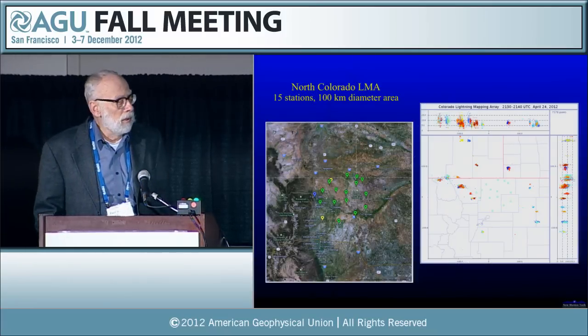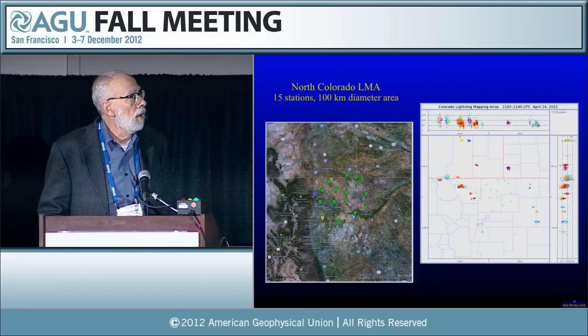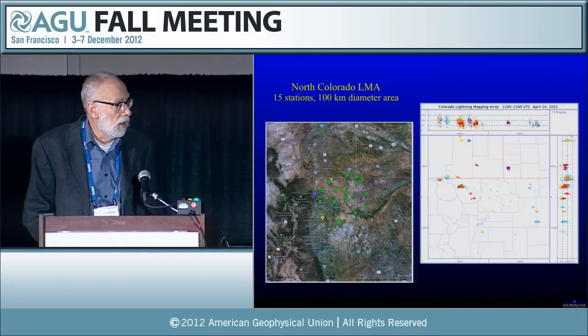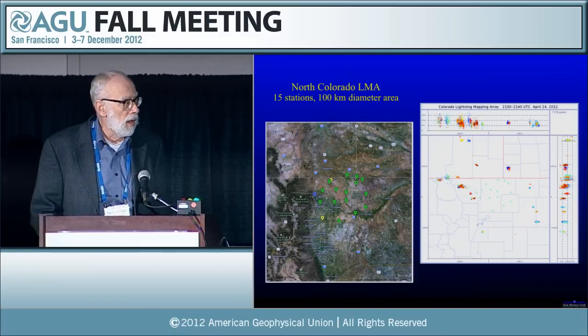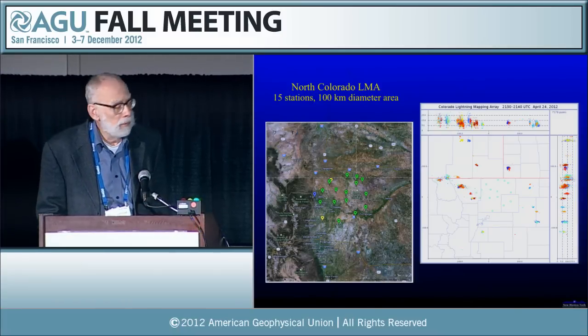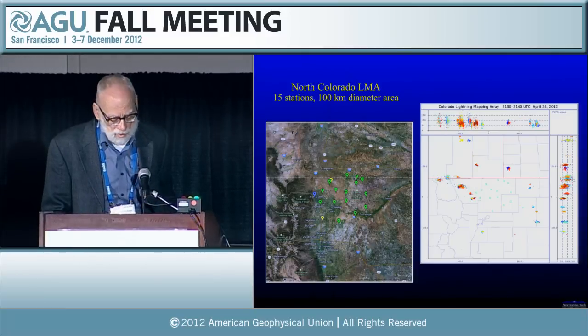Okay, so this is just a quick initial review of the Colorado LMA. It consisted of 15 stations, as Ken Pickering mentioned, spread over about a 100 kilometer diameter area. So it had a very good reach out over parts of the three-state area, northern Colorado.